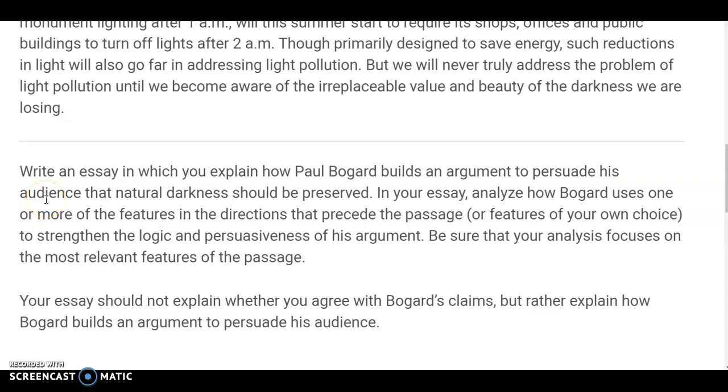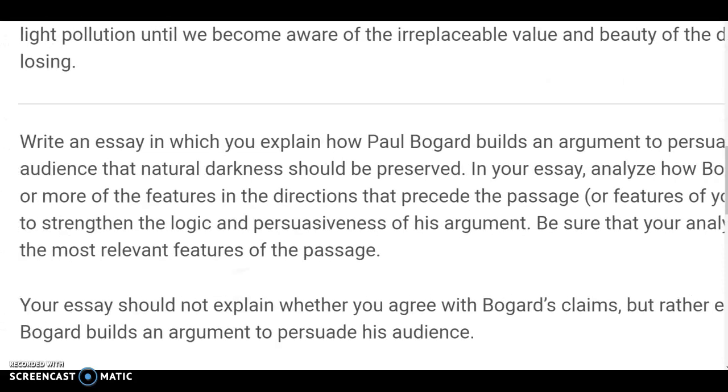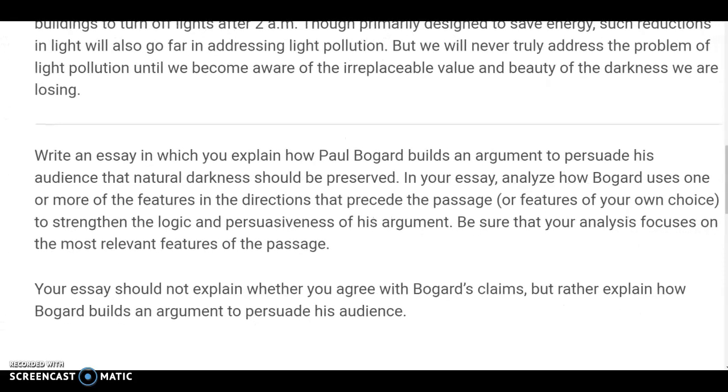Okay, welcome back to another example of an SAT essay and how to analyze it. A rhetorical analysis of a persuasive argument. Here are the instructions. Remember that they want you to write an essay in which you explain how Paul Bogard builds his argument. How does he build the argument with rhetorical devices, so on and so forth, to persuade his audience that natural darkness should be preserved.